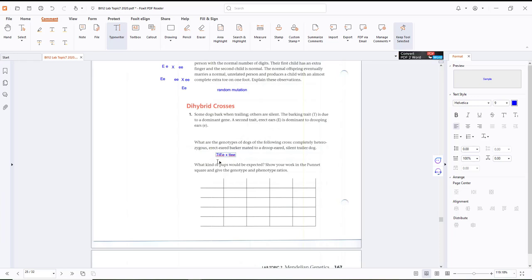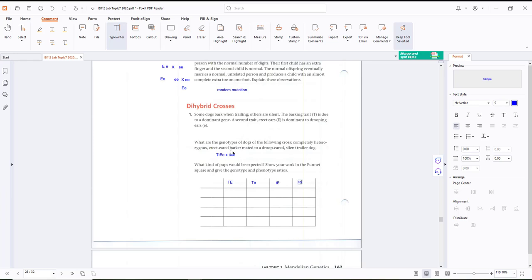So the first thing we have to do is figure out the gametes. With this first genotype, remember, if we do FOIL, there are going to be 4 different possible gametes. So we do first, outer, inner, last. First is big T, big E, outer is big T, little e, inner is little t, big E, and last is little t, little e.